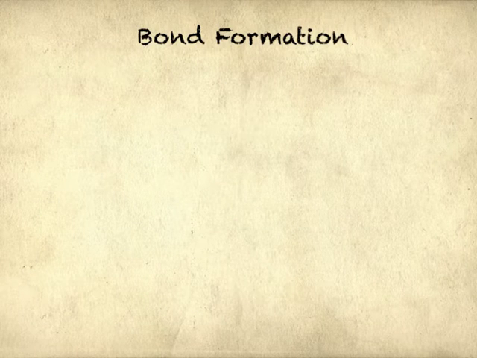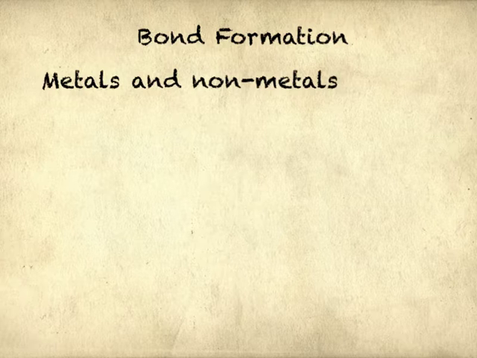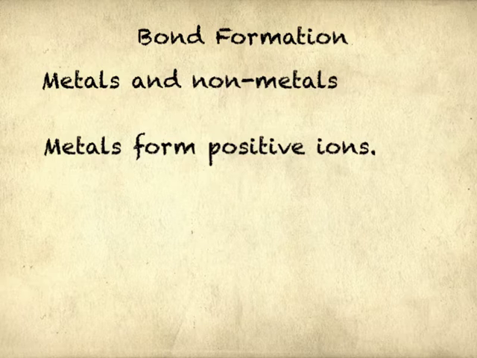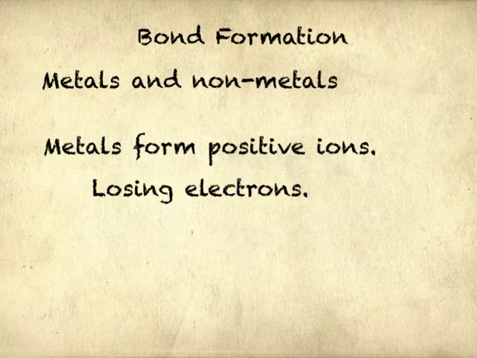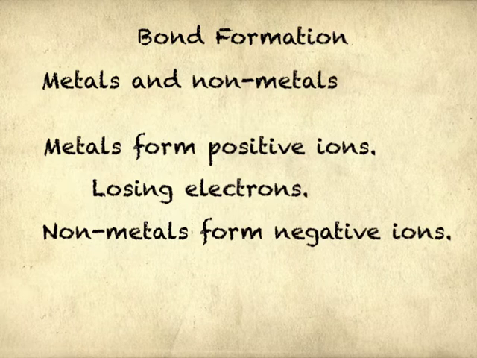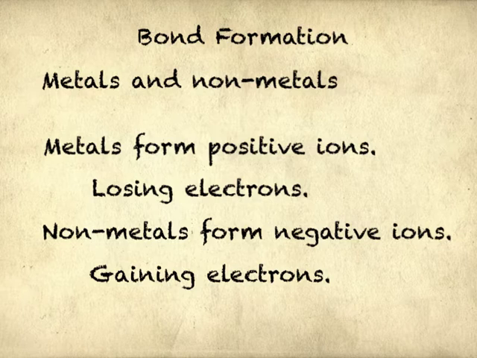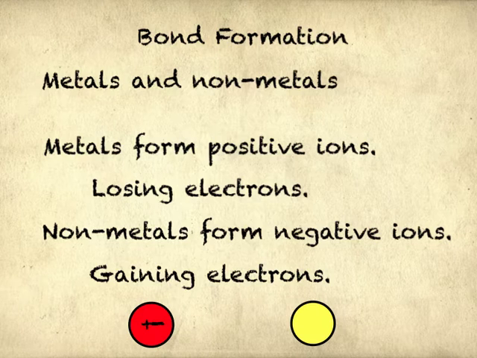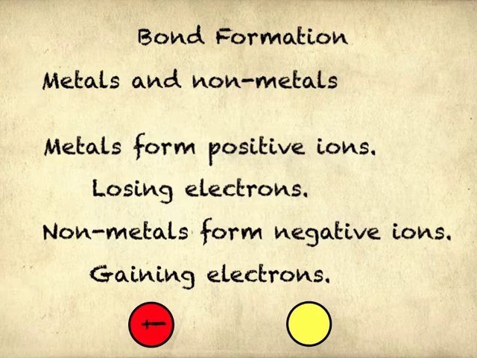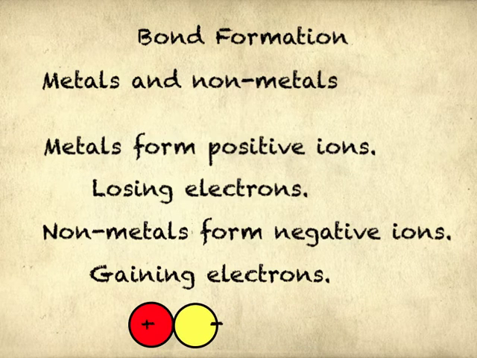Ionic compounds form between metals and non-metals. The metals will form positive ions by losing electrons. The non-metals form negative ions by gaining electrons. You then have two ions, a positive and a negative, which will attract together to form an ionic compound.